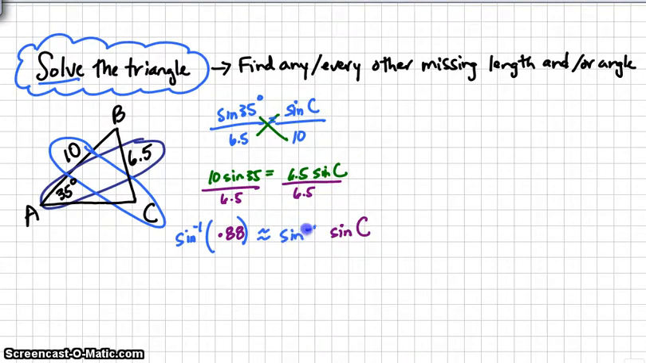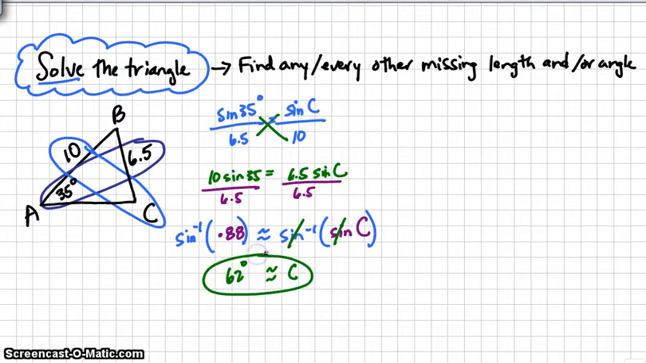So inverse sine here. The inverse sine on this side ends up canceling out, leaving us what the C value is. And then we're able to come up with that angle measure. That angle measure is a 62-degree angle. So that's the measurement of angle C. I still need to find the measurement of angle B. So I'm going to do that next.